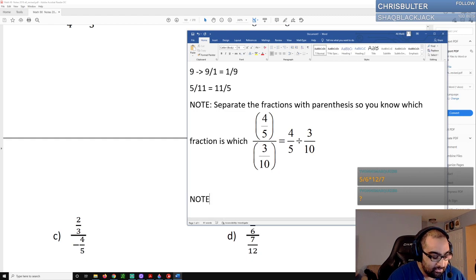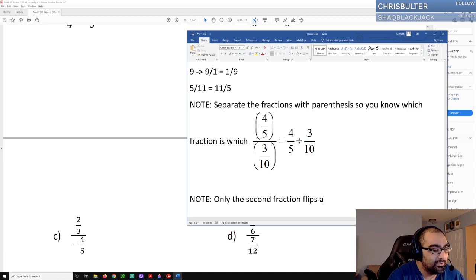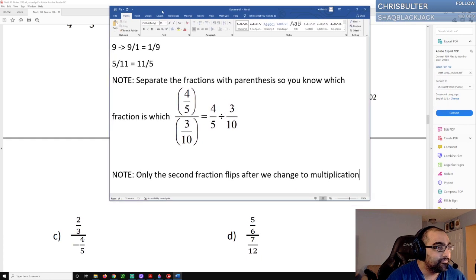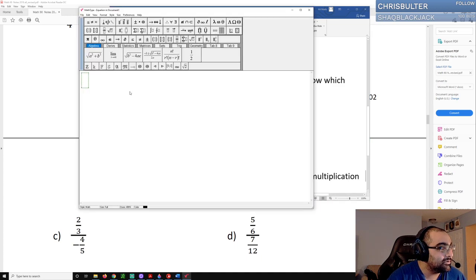Okay, so let's put a note here. Note: only the second fraction flips after we change to multiplication. All right, let me retype the problem here because it got deleted. My apologies.